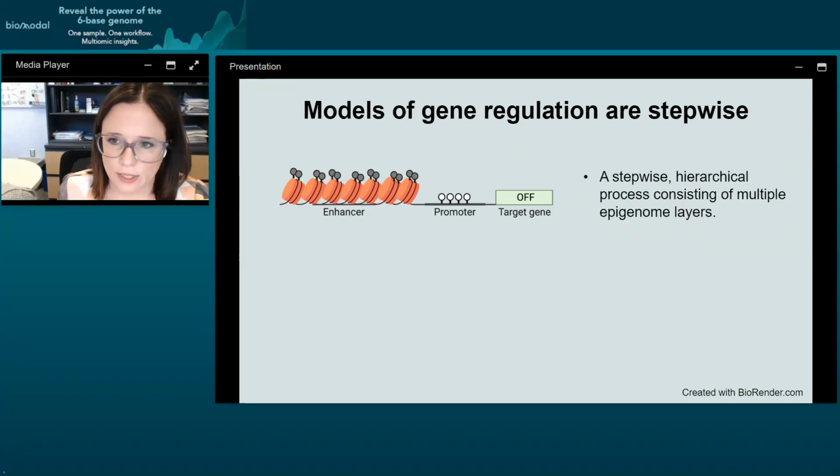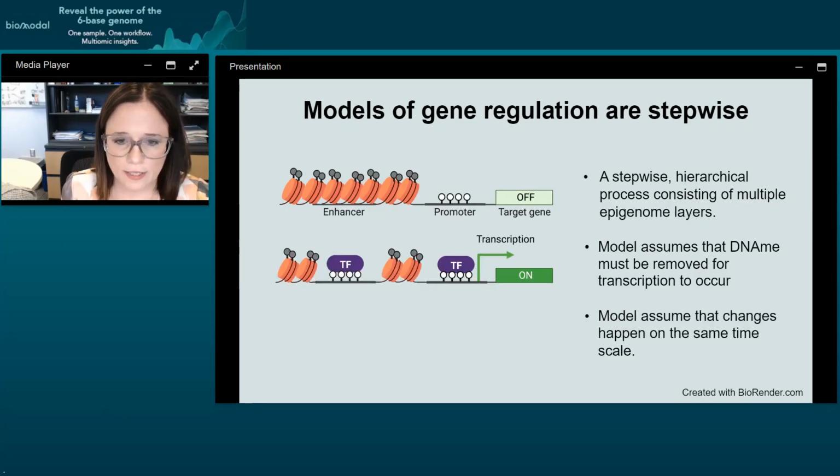So models of gene regulation are considered a stepwise, hierarchical process that consists of multiple layers of the epigenome. And the idea is that you have enhancers and promoters that are regulating their target genes. Transcription factors are recruited to these sites. They recruit enzymes that reposition nucleosomes around them to allow access to transcription factors. Transcription factors also recruit enzymes that modify histones and demethylases that remove DNA methylation to allow for transcription of target genes.